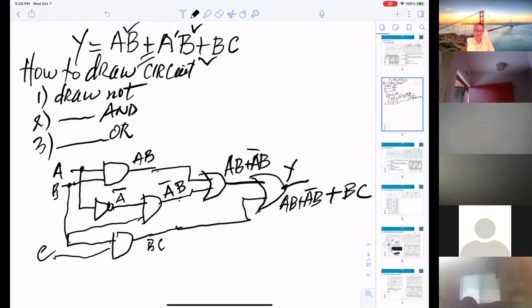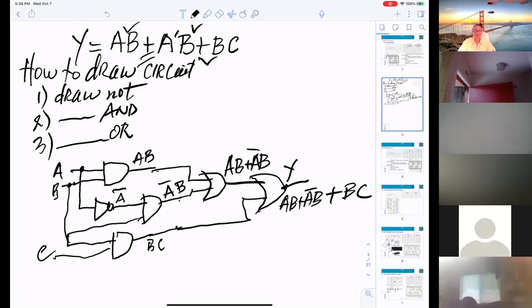Hey, Mr. Pham. Yes, sir. According to what you just said, just like in math, you have the order of operation. So for an expression like this, is this always the order of operation: NOT, AND, OR, draw them in that order? Yeah, you must draw the AND and NOT before you're able to draw the OR.